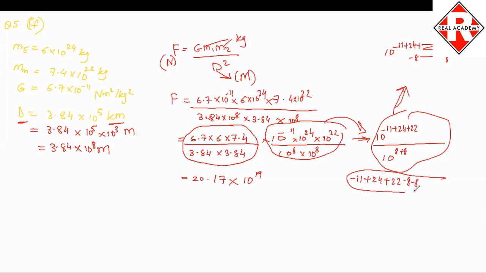That is the whole power of 10. You get this value, right? We'll just shift the decimal to the left. So it will become 2.017 into 10 into 10 raised to 19, which is the same as writing 2, right?